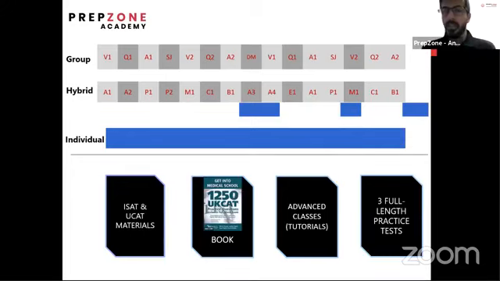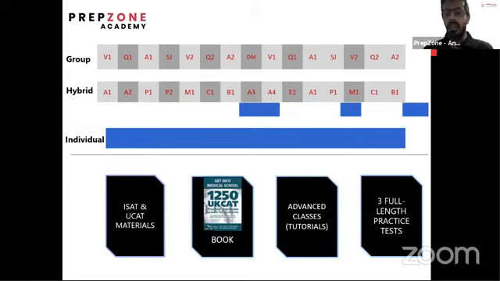This is our typical structure for everything for ISAT and UCAT. We run group classes, individual classes, and hybrid classes. Materials are provided. There is very little material available for ISAT, but we have created our own materials. Our trainers have come up with questions and practice tests for students to do, of which there are a lot fewer in the market at the moment. So you can take advantage of that when you join the course.